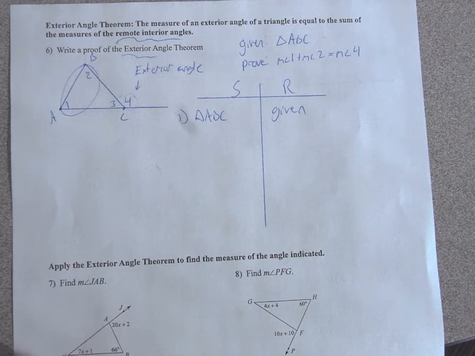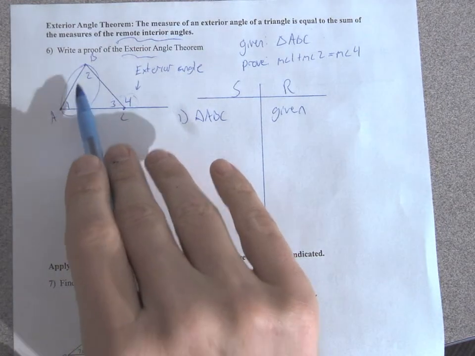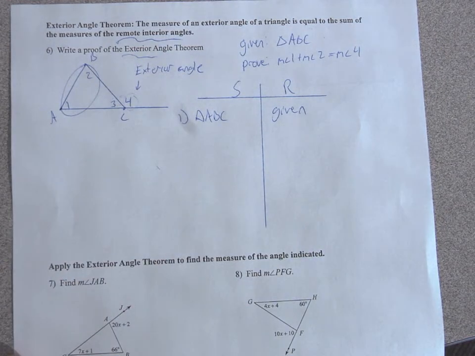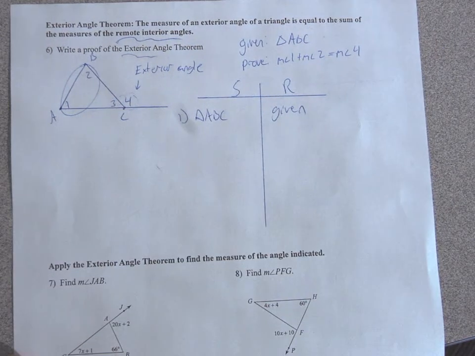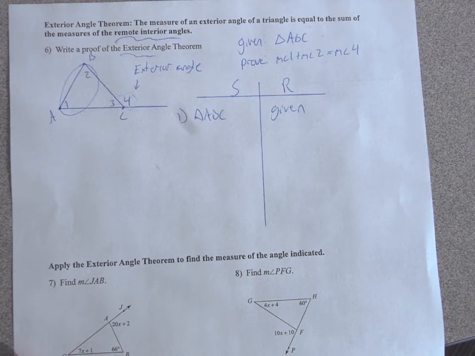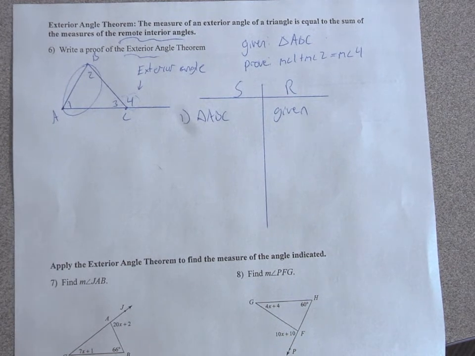So think for a second about what you know about 1, 2, and 3. Think for a second what you know about 3 and 4. See if you can get the rest of the way there on this proof. This is actually a lot easier than the other one. It's only like 4 steps. So pause the video now and try to finish this proof up.